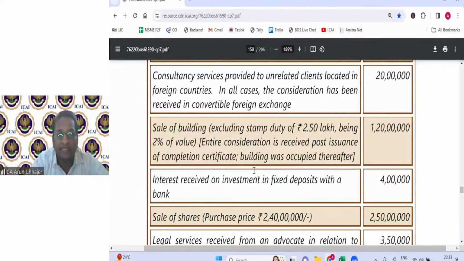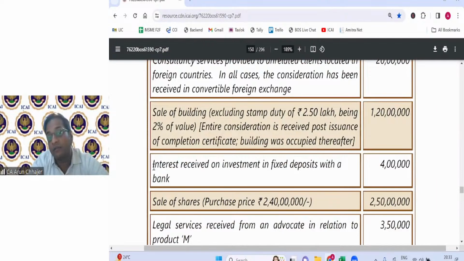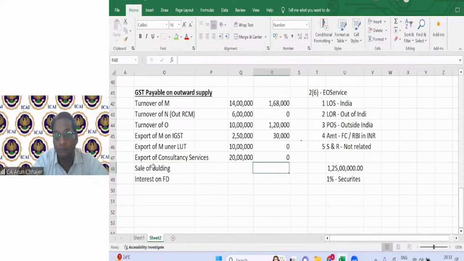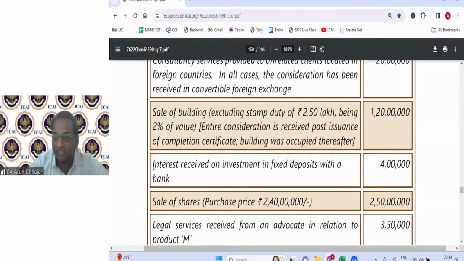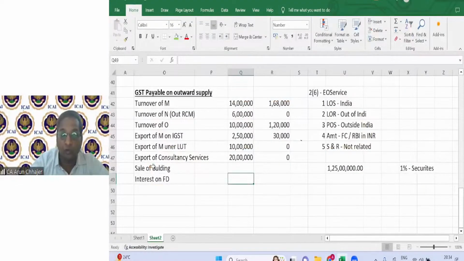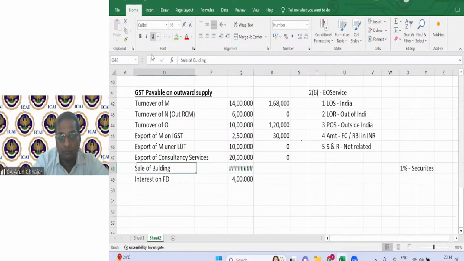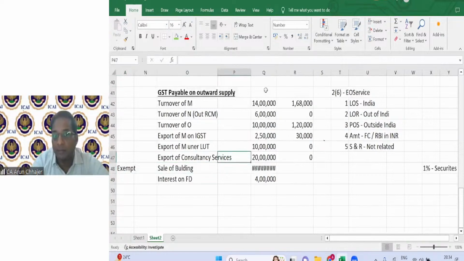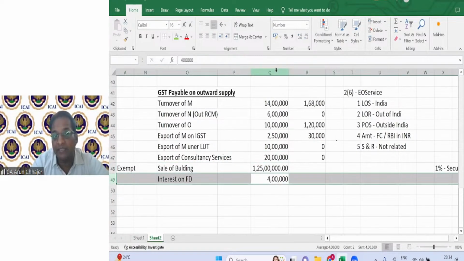Okay. And then it says that, okay, interest received on investment in fixed deposit. Interest on fixed deposit. Do we need to pay the tax? Answer is no. I'm not required to. Interest is 4 lakh rupees. But will it be considered in exempt supply? We have discussed sale of building is considered. But give me the answer. It is exempted in the GST.